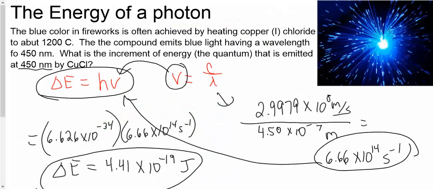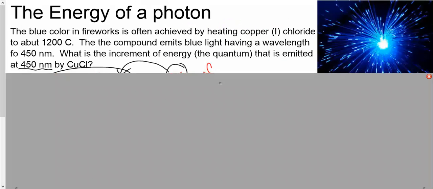The blue color in fireworks is often achieved by heating copper(I) chloride to about 1200 degrees Celsius. Then the compound emits blue light having a wavelength of 450 nanometers. What is the increment of energy, or the quantum, that is emitted at 450 nanometers by copper chloride?